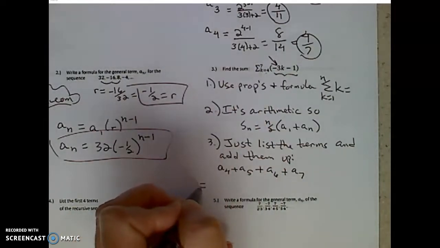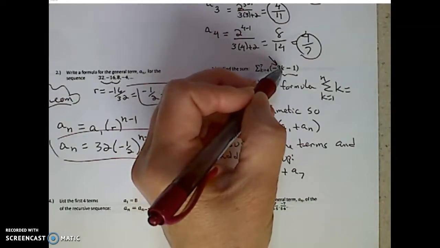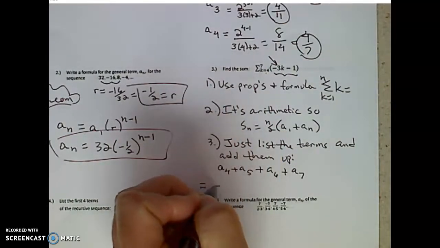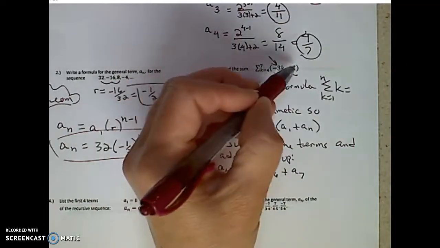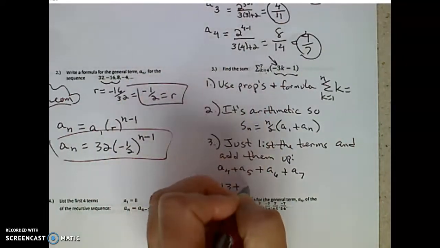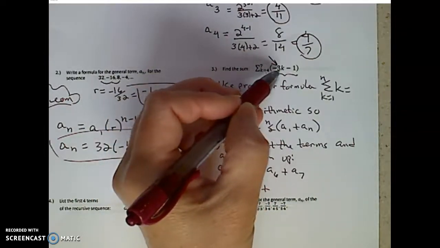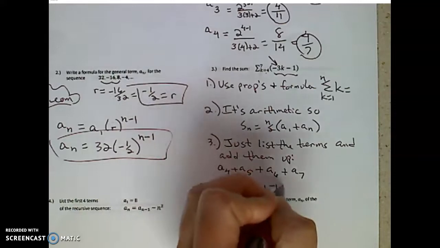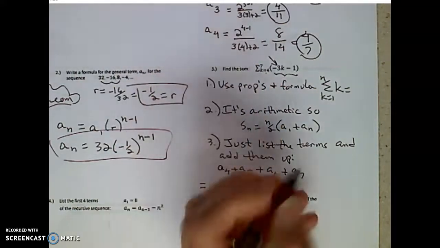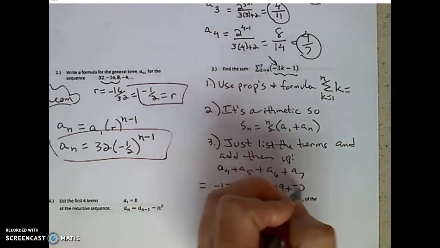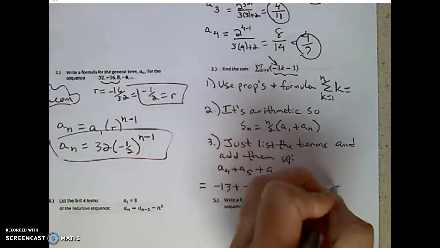So when I find that sum, I plug in 4. Negative 3 times 4 is negative 12. First term is negative 13. Plus, plug in 5. Negative 15 minus 1 is negative 16. For the sixth term, plug in 6, negative 18 minus 1, which is negative 19. For the seventh term, negative 21 minus 1, which is negative 22. I'm just going to list those 4 terms and add them up, and I got a sum of negative 70.